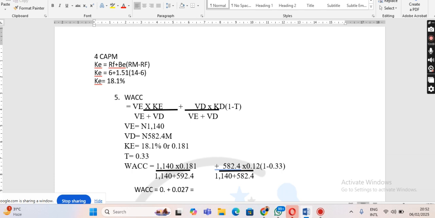So it's 582.4 now, not 592.4, for the first part. Okay, please check again. That'll be 0.12 approximately. 0.12. Okay. What do you have?